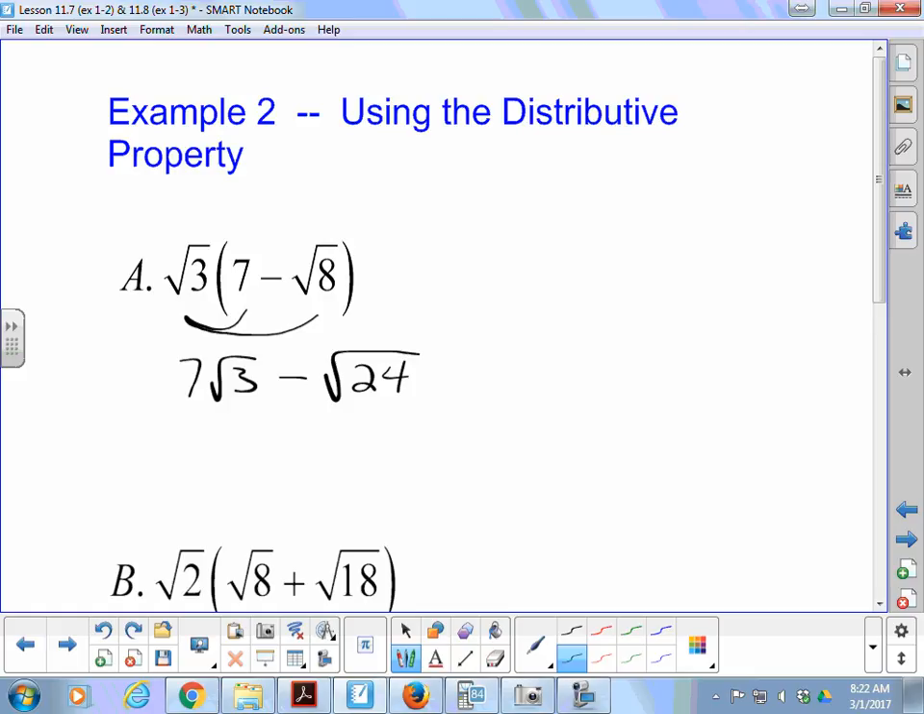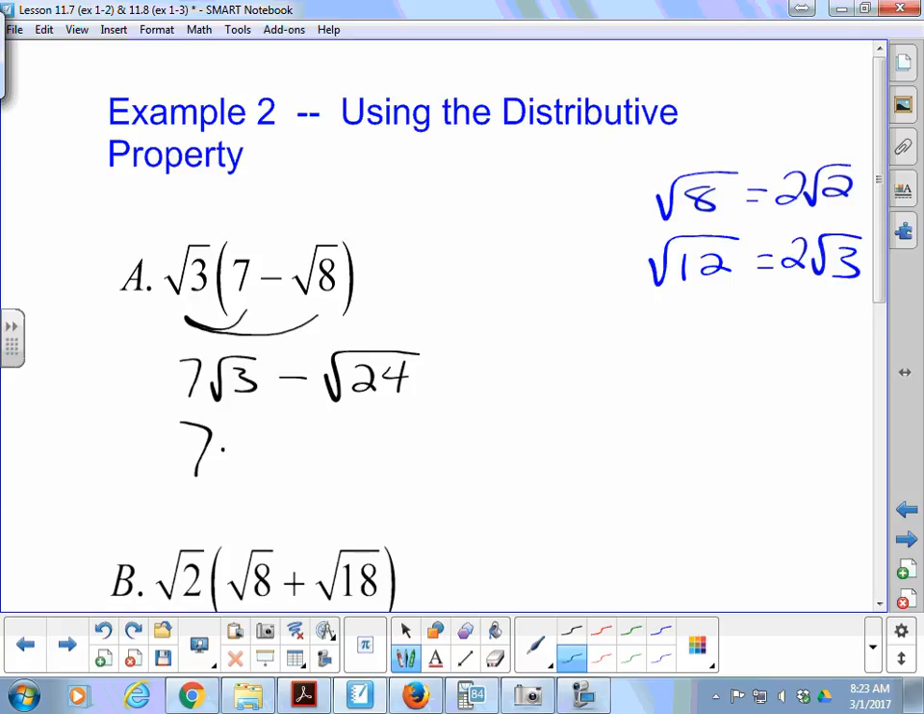A few of them that we use a lot would be like the square root of 8. You should get that that's 2 square roots of 2 eventually. Square root of 12 is a pretty popular one too, so that's 2 square roots of 3. And square root of 24, you're probably going to see that a few times. So we have 7 square roots of 3 minus, and 24 is 4 times 6. The biggest square that goes into 24 is 4, so this is 2 square roots of 6.